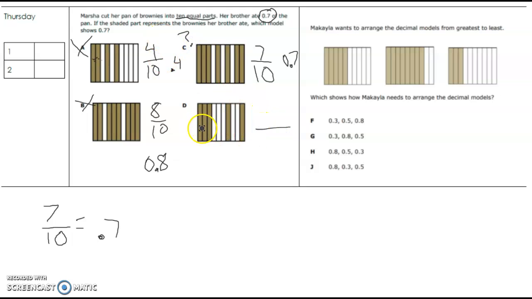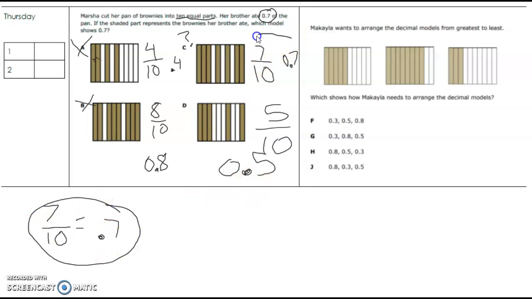What is our denominator? 1, 2, 3, 4, 5, 6, 7, 8, 9, 10. And how many are shaded in? 1, 2, 3, 4, 5. 5 of the 10 pieces are shaded in, or 0, decimal, 5 in the tenths. So the one that matches would be C. C is the correct answer.